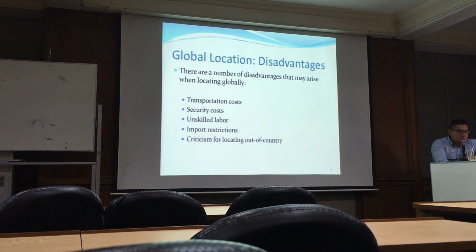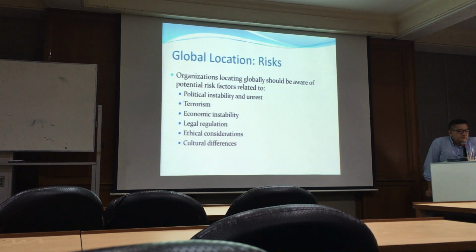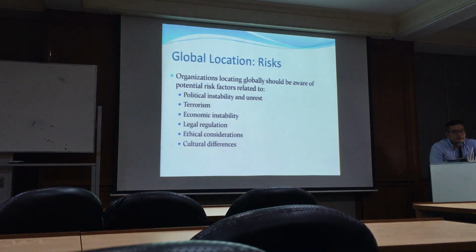Okay. How about the risks, right? This is the list of risks that you should be aware of. It's a risk factor related to political instability and unrest, right? Yes, this might cause some problems in a country that has political issues, right? Because when you change the government, you change the rules, you change the regulation, right? So that might impact the business.